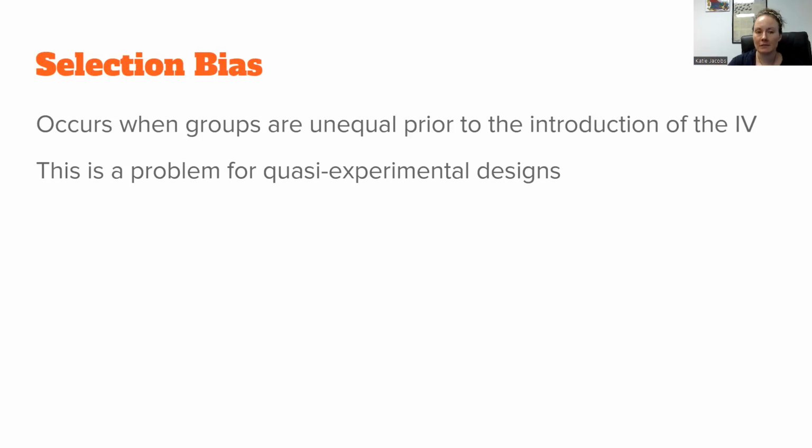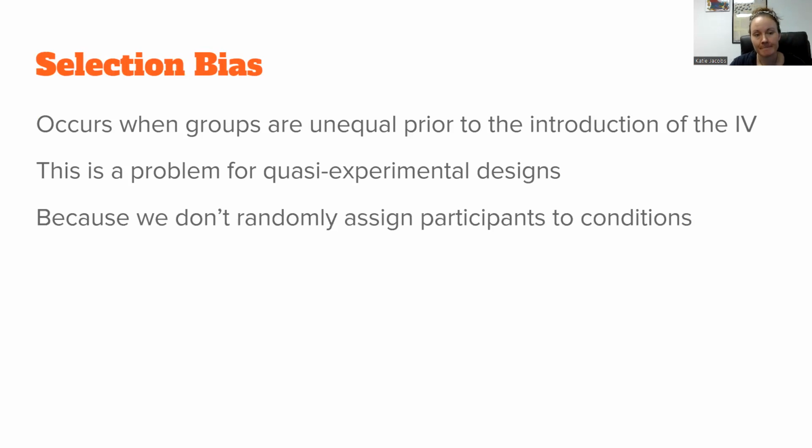So a lot of times if we're randomly assigning our participants to conditions, we assume that our groups are equal at the beginning. That may not always be the case, but that's actually one of the reasons why we randomly assign our participants to the different conditions. So again, it's particularly problematic for quasi-experimental designs because we don't randomly assign our participants to those conditions.